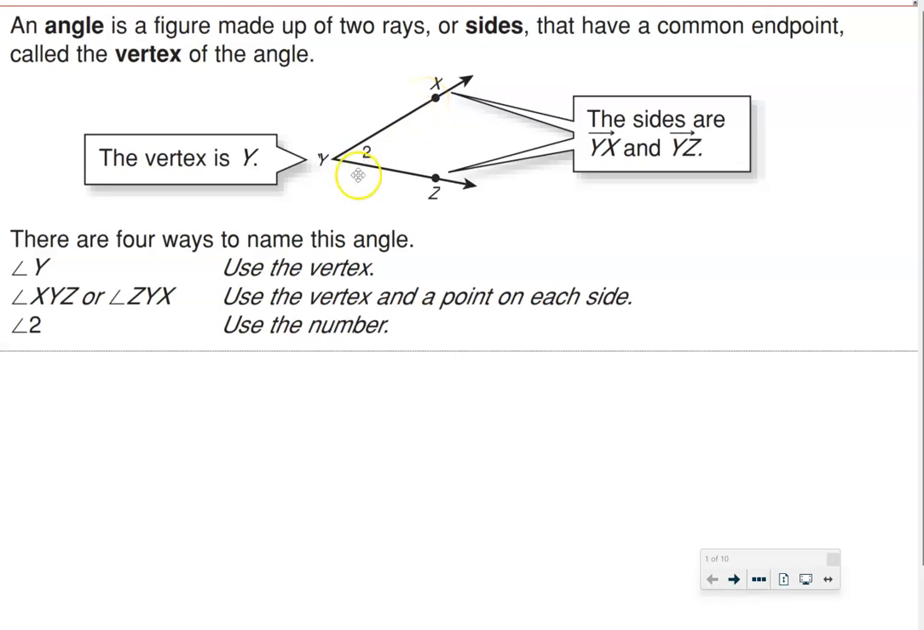What you can't do is start off with a Y. You can't say YZX. That doesn't work. The vertex has to be in the middle. And another way to name it is if you have a number like so, you could call it angle 2. So that's how you name angles. Let's take a look at a few examples.